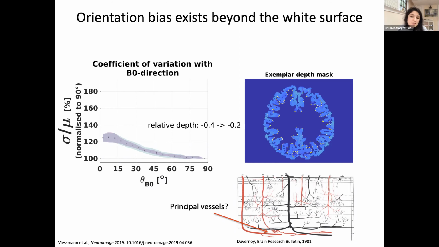Principal vessel is a term that was used by Duvernoy, who is famous for his study of the cerebral vasculature and who pointed out veins and arteries that dive perpendicular through the cortex and bend off in a perpendicular manner at the gray-white interface and run along the banks. And that makes sense from a geometrical point of view. But that's definitely something that we want to investigate further, because that's kind of cool.